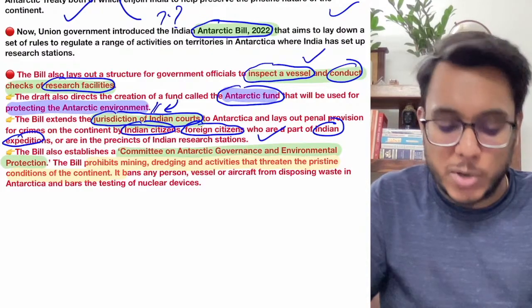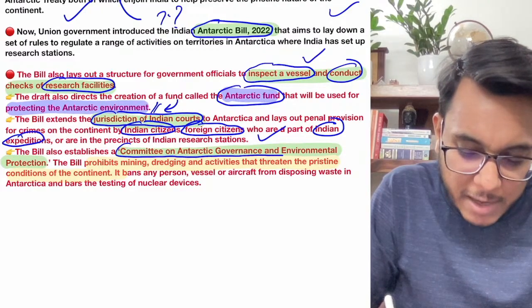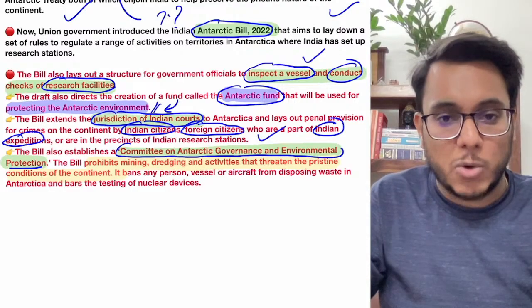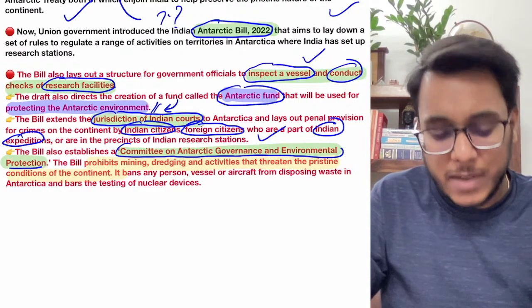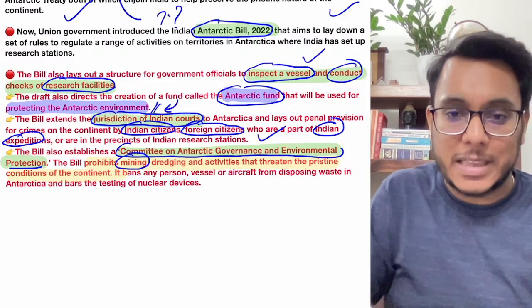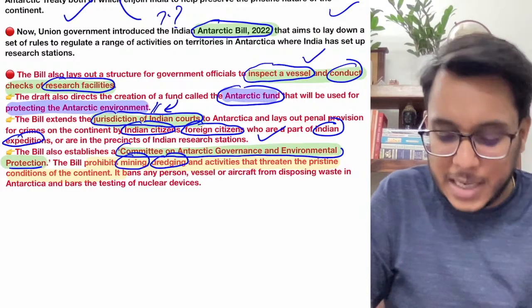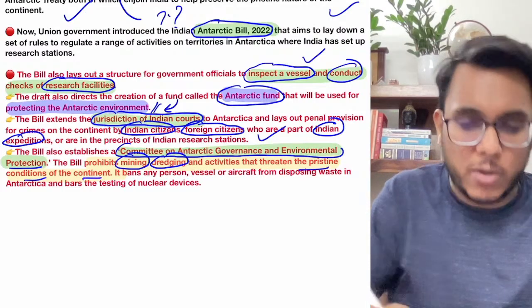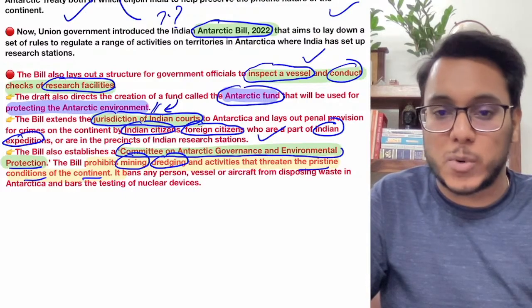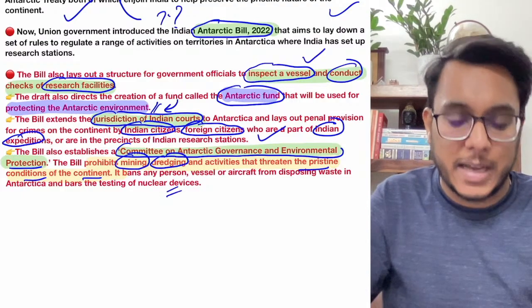Then further, this particular bill also provides for establishing the Committee on Antarctic Governance and Environmental Protection. Further, this bill also provides that there is a prohibition on mining in the Antarctica. Dredging cannot be done. Any activity that threatens the pristine conditions of the Antarctic cannot be taken. There can be no disposing of nuclear waste. Nuclear devices cannot be tested in the Antarctica region.